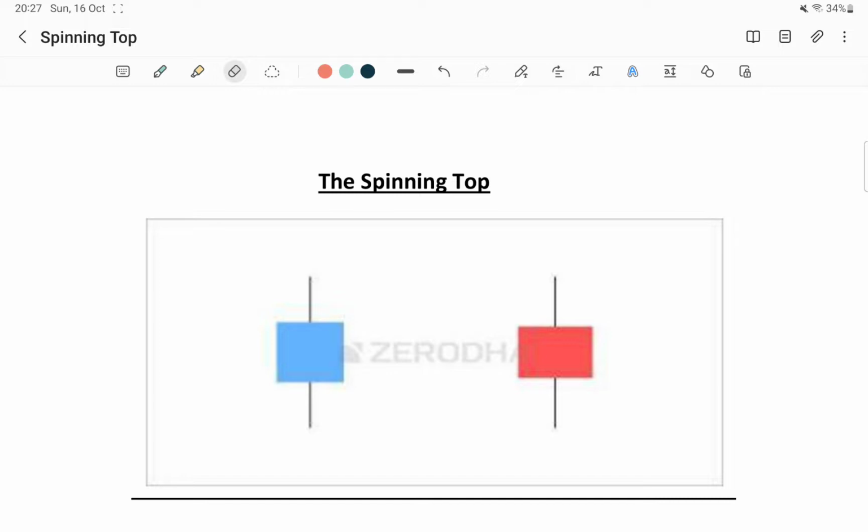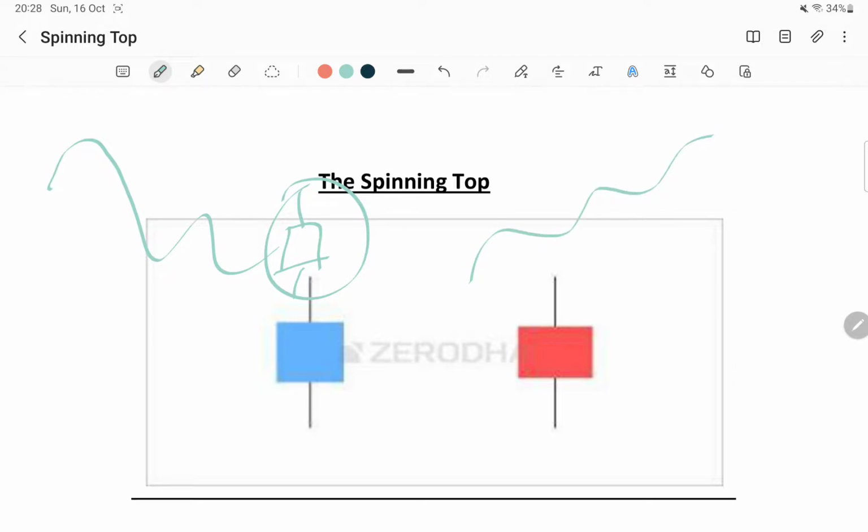The third component is that a spinning top is relevant only in context. Take the example of a downtrend, and after that you see a spinning top here, then it may justify something, or it may tell some story about that particular trend. In the same manner, if there is an uptrend and then you see a spinning top, that also says something about this particular trend. We will discuss that later in this video.